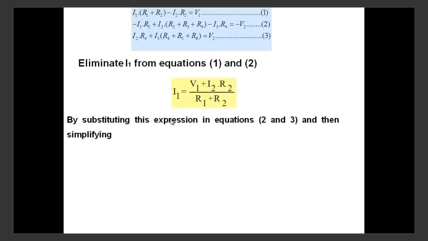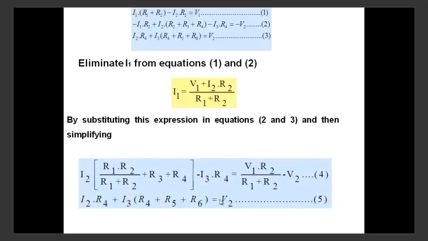So let's do that here. Let's look at I1, I2, I3. Let's eliminate I1 from equations 1 and 2. Well, so we write the I1 here in terms of this one. We substitute it back in 2 and 3, and we get these equations. We get I2, I3, here I2. So we get equations only in I2 and I3, as expected.